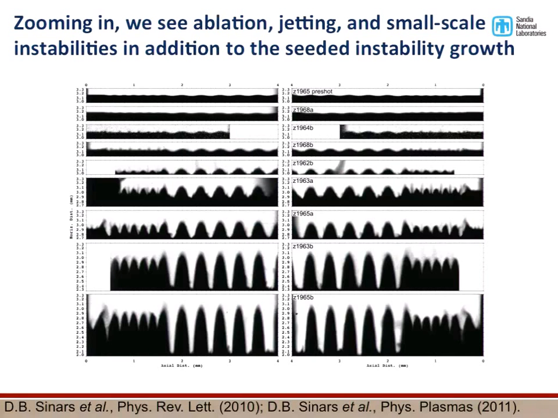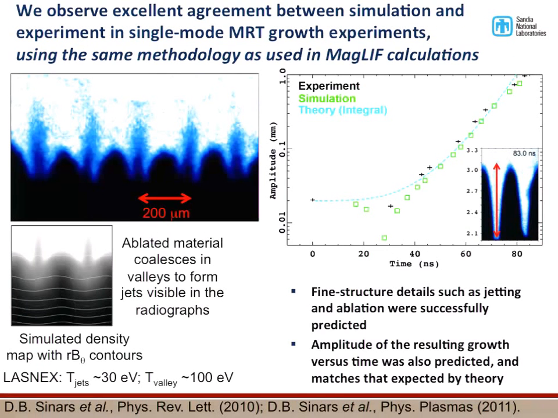So these experiments were written up by Dan Sinars in a Physical Review Letter in 2010 and Physics of Plasmas in 2011. And if we look closely at some of the data, one of the predictions actually of the LASNEX code was that we'd see these little ablation streams jetting from the bubble regions in between the spikes. So these are basically ablation jets. And then we, sure enough, saw them in the experiments, which was actually a pleasant surprise. And then if we looked at the overall growth amplitude as a function of time, we saw that the experiment was in very good agreement with the simulation as well as analytic theory.